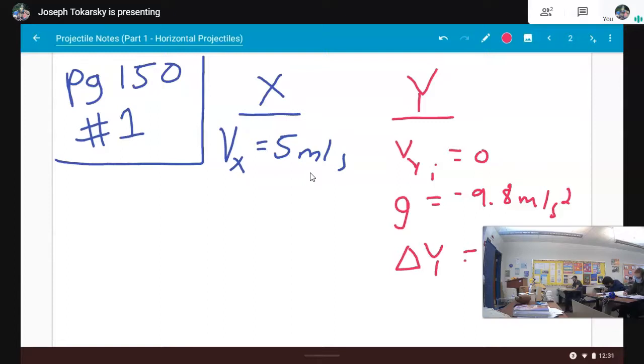And like I warned you a moment ago, you've got to do what to this number? Make it negative, because it could only fall down if it's rolled off the table, right? Or thrown, not rolled off, this one is thrown horizontally. Either way, it can only go down, so we've got to make that negative.